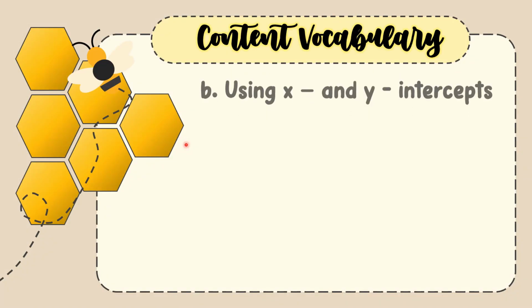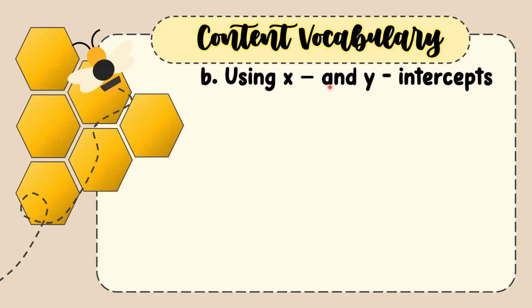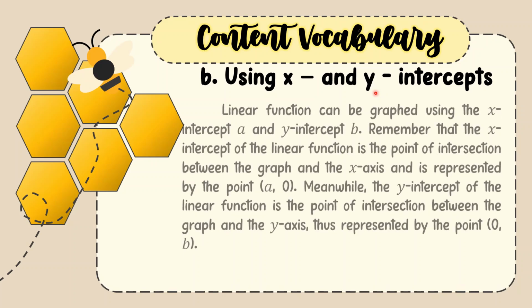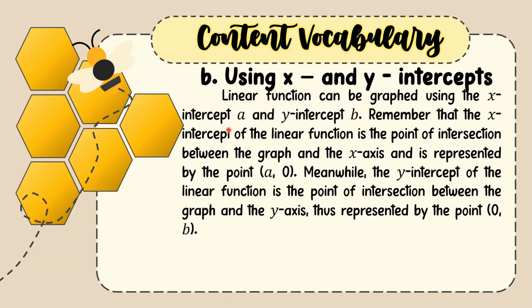Now let's proceed to the second method, which is about using x and y intercepts. Linear function can be graphed using the x-intercept A and y-intercept B. Remember that the x-intercept of the linear function is the point of intersection between the graph and the x-axis and represented by the point A, 0. Meanwhile, the y-intercept of the linear function is the point of intersection between the graph and the y-axis, thus represented by the point 0, B.